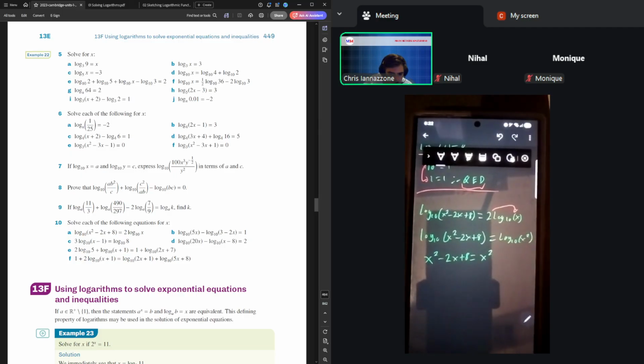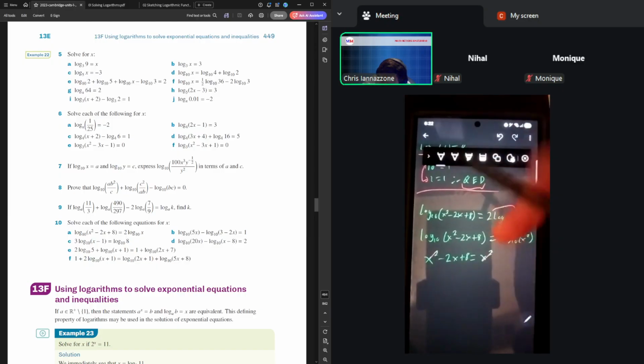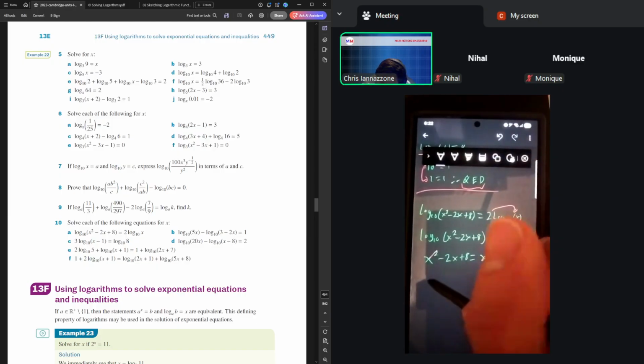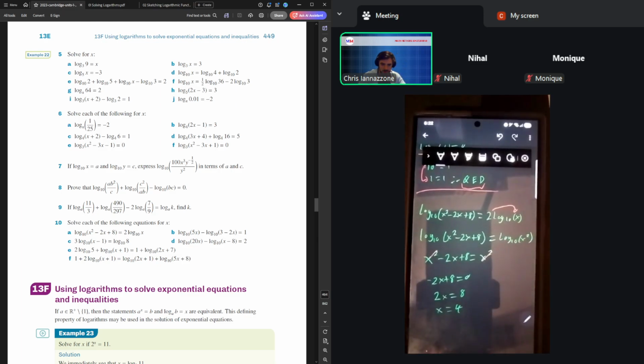This is now just solving a quadratic. In fact, it's even easier than that, because subtracting x squared from both sides gets you a linear. So you get minus 2x plus 8 equals 0, 2x equals 8, x equals 4. So that's a nice little exploration into not needing to go overboard with our log laws.